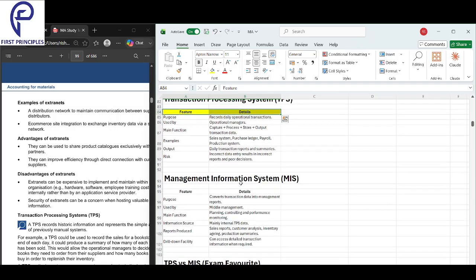Now let's look into the TPS, which we already looked into. It's used for daily operations. It is used by operational managers, the lower level managers, and detailed information is kept here. The main function is to capture, process, and store transaction data, to keep a store of everything. Examples are the sales system, purchase ledger, payroll, and production system.